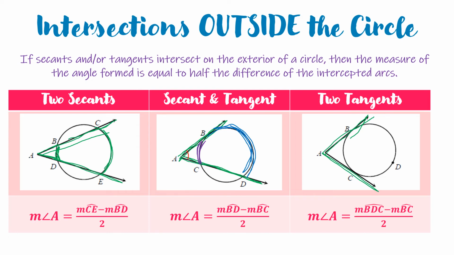You have the outside arc, which is BDC, a big arc, and then you have the inside arc, which is just BC. Together, it's the entire circle, but to find the measure of angle A, just like the other ones, we're going to take the outside arc BDC, subtract the inside arc BC, and then divide by 2. So anytime the intersection is outside the circle, it's half the difference of the 2 intercepted arcs.